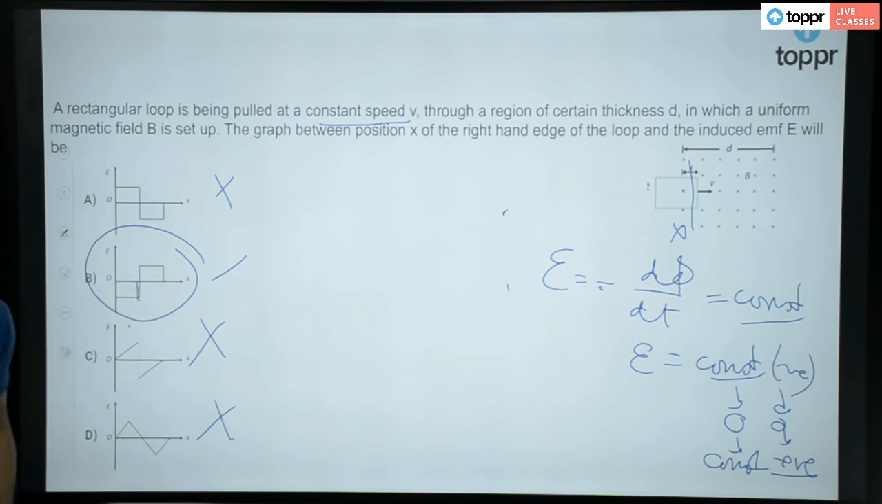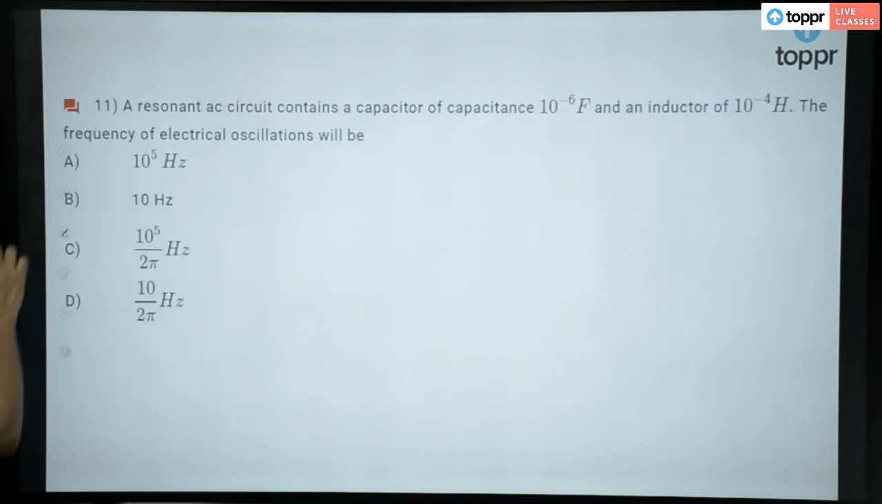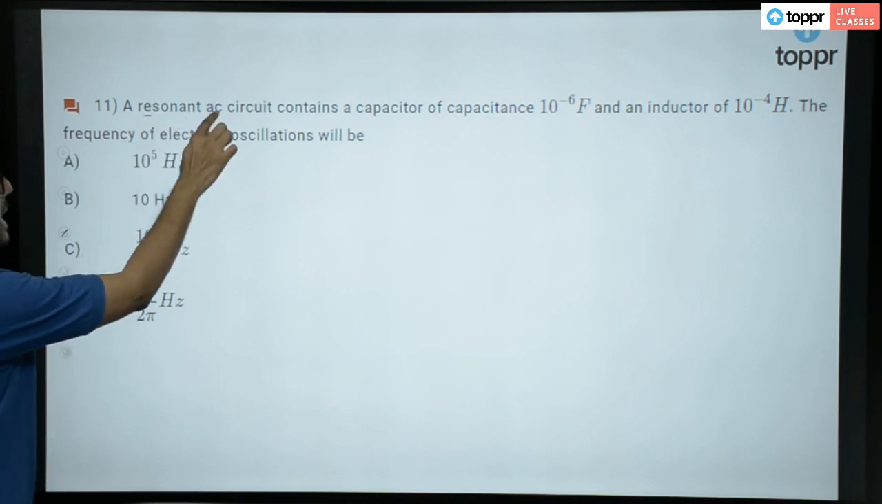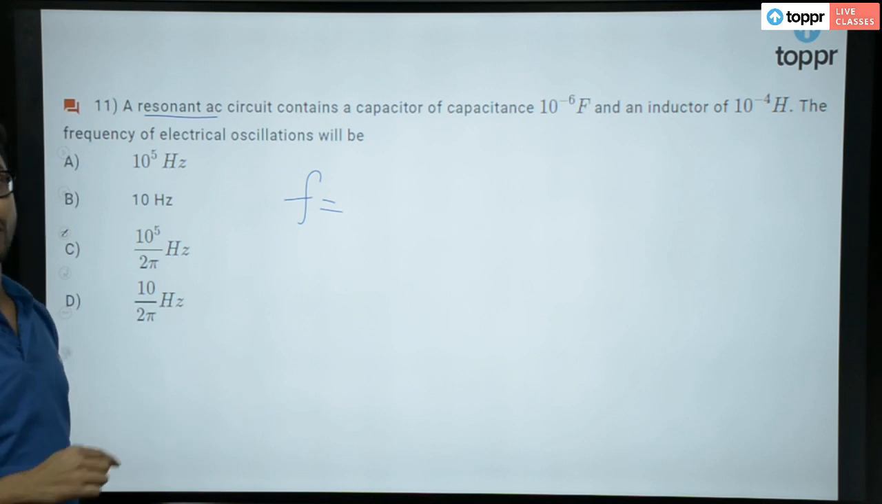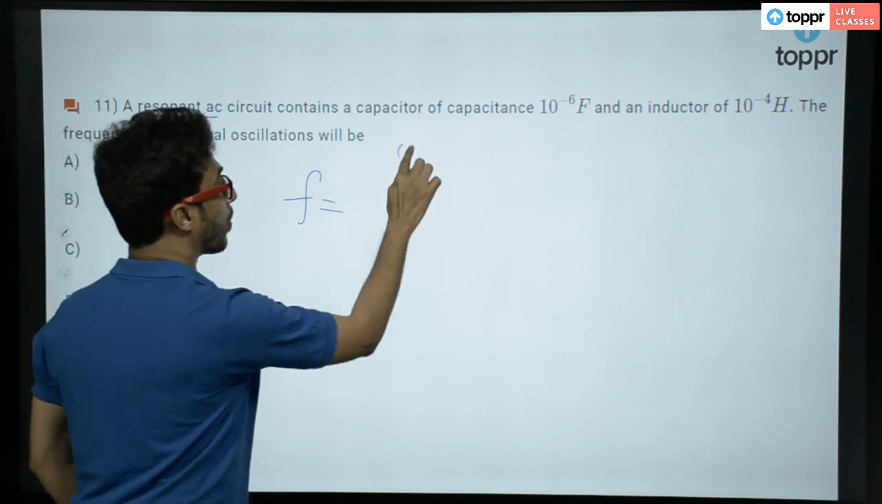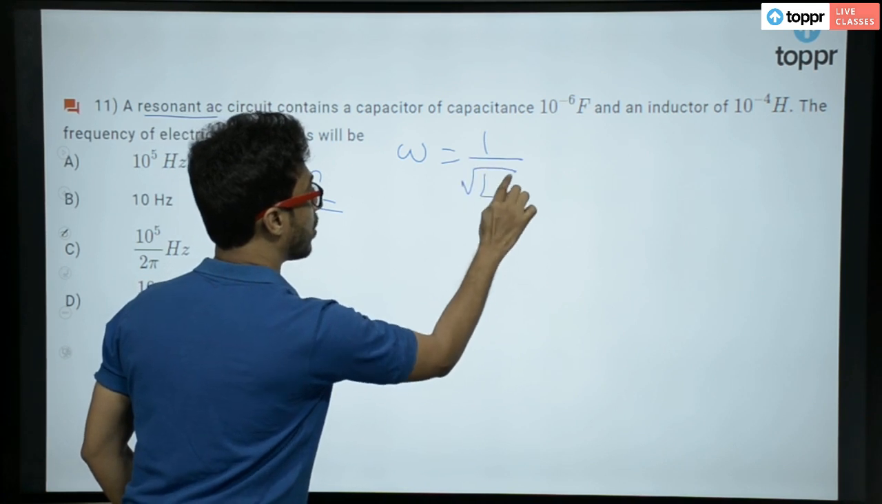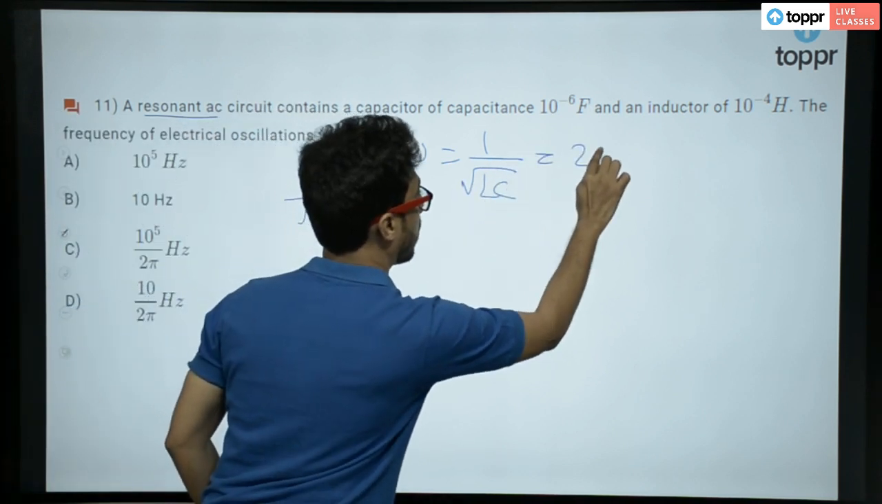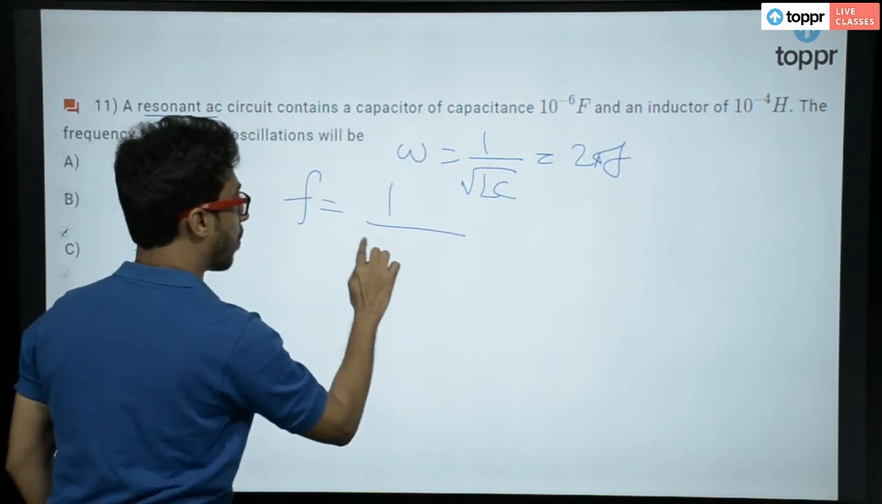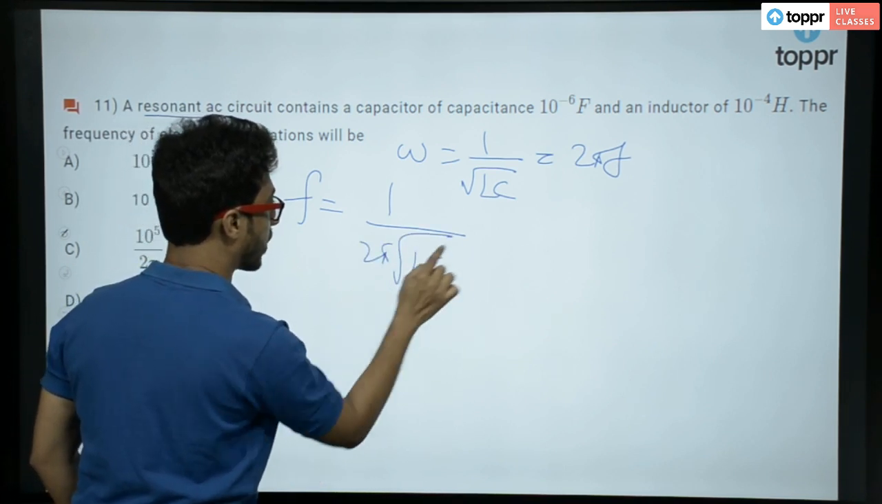Okay. Moving on to the next question. A resonant AC circuit contains a capacitor of 10 to the power minus 6 farad and an inductor of 10 to the power minus 4 henry. The frequency of electrical oscillations will be? So what formula will we use? For LC oscillation, omega is nothing but 1 by root over LC, and omega is equal to 2 pi f. So f is nothing but 1 by 2 pi root over LC.